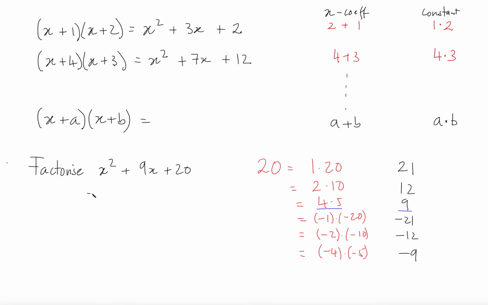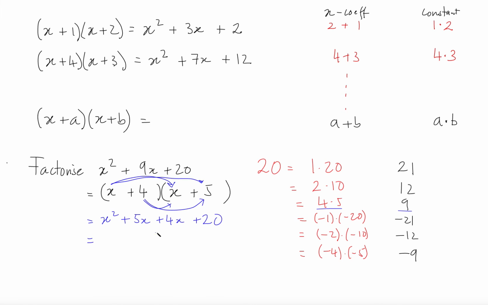So I know that my factors have to be x plus 4, x plus 5, because, let's do a check, when I multiply the brackets again, I get an x squared from that term, plus 5x from that term, plus 4x, plus 4 times 5, which is 20. Gathering like terms, that gives me 9x. I get x squared plus 9x plus 20, which is what I had in the beginning.